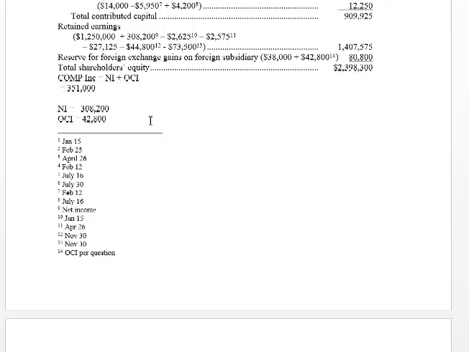They told you that OCI was $42,800. So that foreign exchange gain caused by a foreign subsidiary is one of the types of things that creates OCI. And OCI, as we know, updates AOCI or reserves. So you had to add in that $42,800 to update your reserves account. So you're going to get $80,800. That's going to leave you with an ending balance of $2,398,300 as your total shareholders' equity at the end of X5.